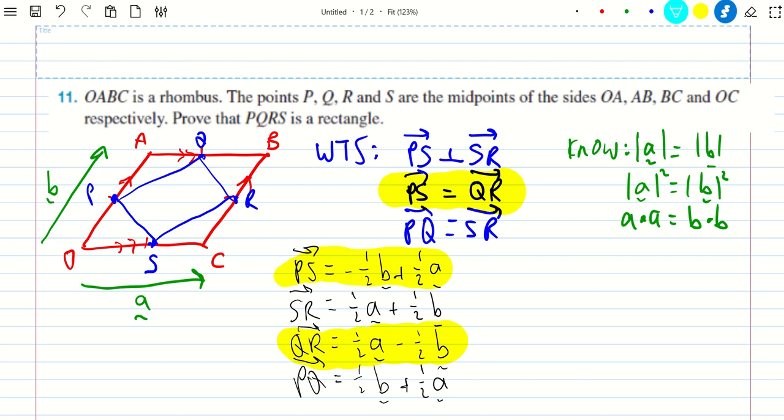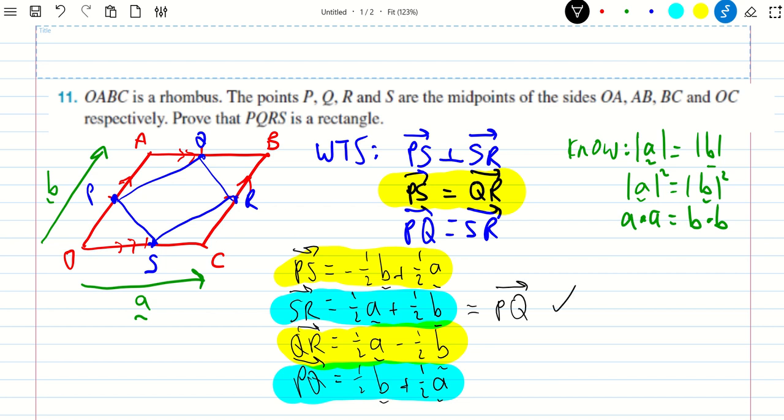And also we wanted PQ equal to SR. And so there's SR and there's PQ. It's just half A plus half B, and they're equal to each other. So straight off the bat, you've got some really easy wins. So what I'm going to write down here is SR is equal to PQ.